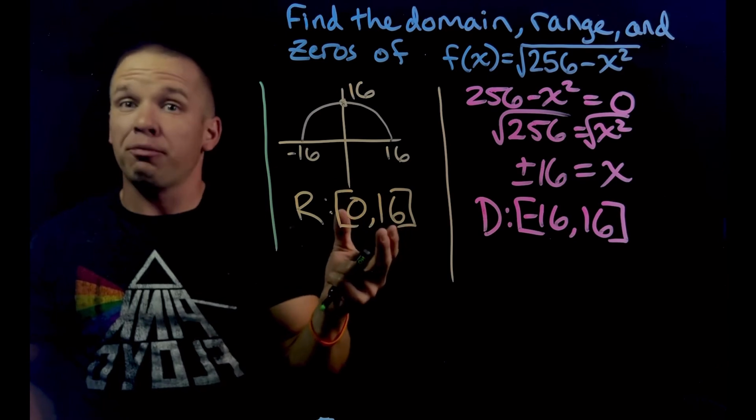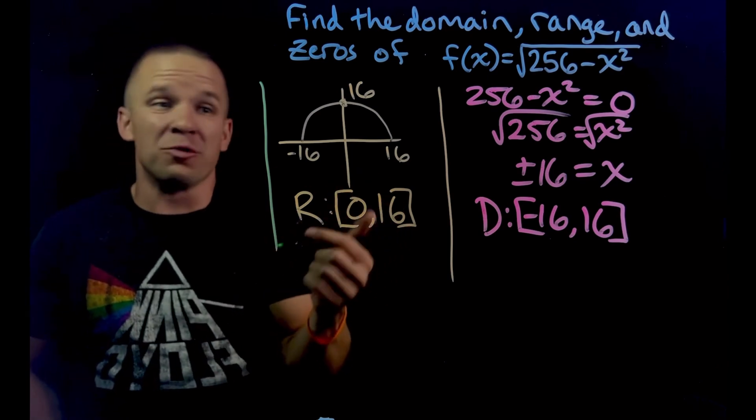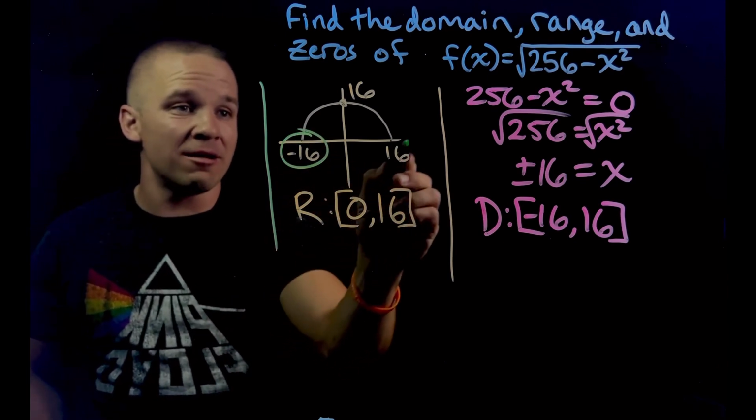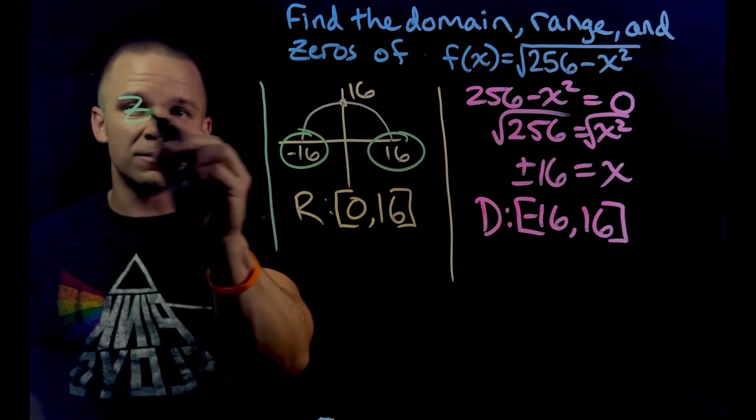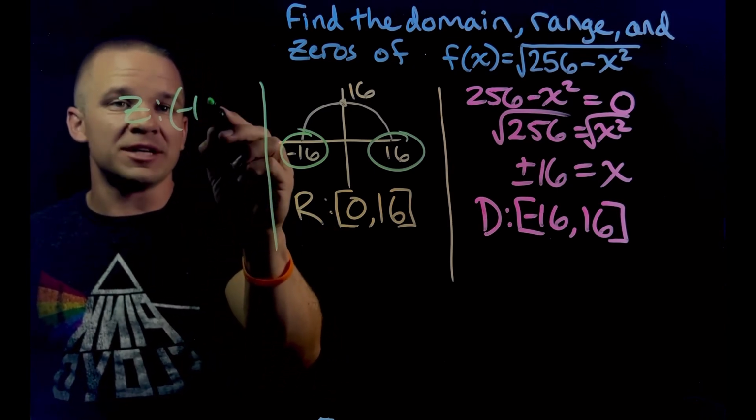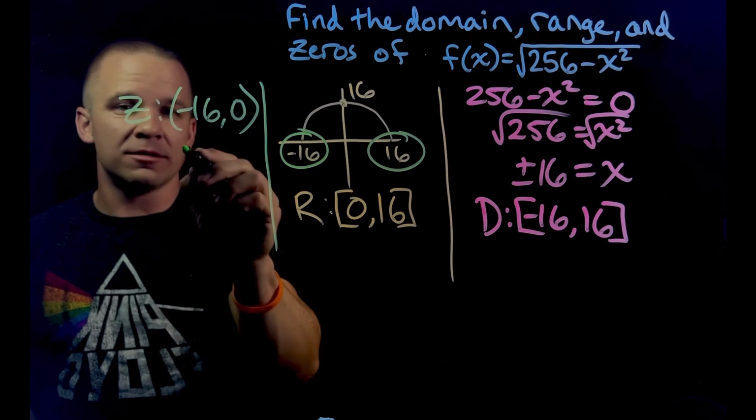Next up, we want to find our zeros. Well, it should actually be pretty clear as to what we have for our zeros. We don't even need to do a whole lot more. I'm going to have it right here and right here. So my two zeros are going to be negative 16, comma 0, and positive 16, comma 0.